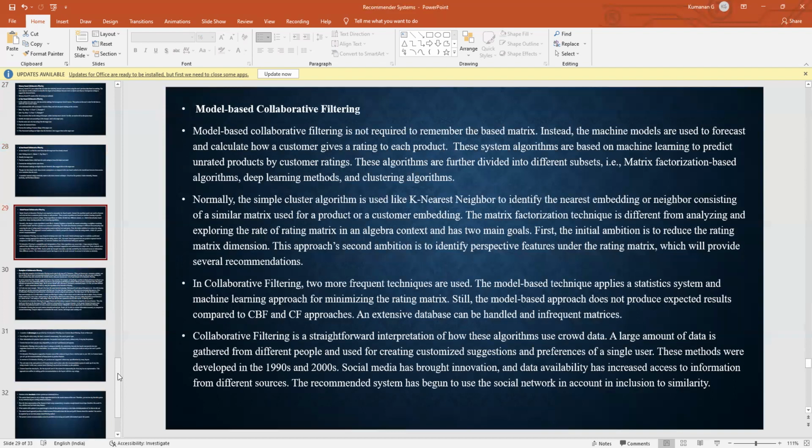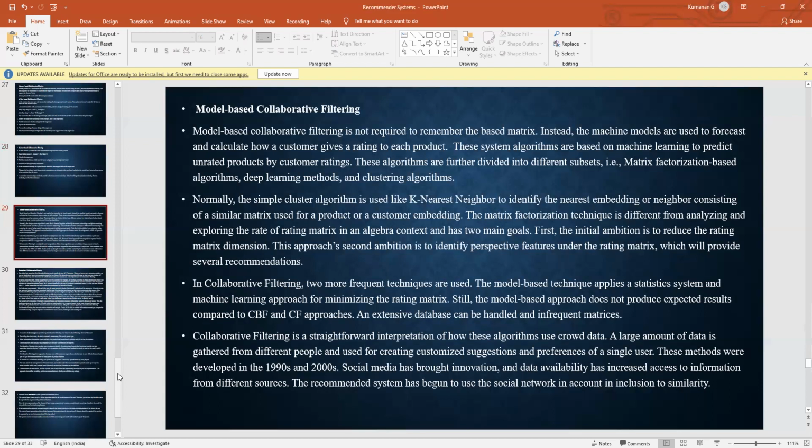Next, model-based collaborative filtering. Model-based collaborative filtering is not required to remember the base matrix. Instead, machine models are used to forecast and calculate how a customer gives a rating to each product. The system algorithms are based on machine learning to predict unrated products by customer ratings.